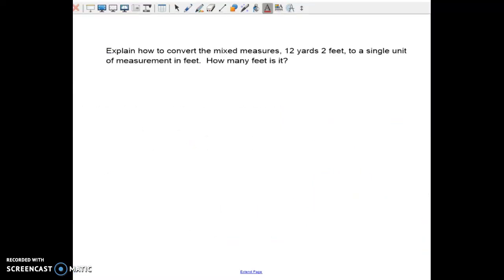Okay, this is the explain at the bottom of page 406. It says, explain how to convert the mixed measure of 12 yards 2 feet to a single unit of measurement in feet. Could we convert it to yards? Only if we used a fraction. So we're going to convert it to feet. So what are we going to do? We already have 2 feet. What are we going to do with 12 to figure out the feet?